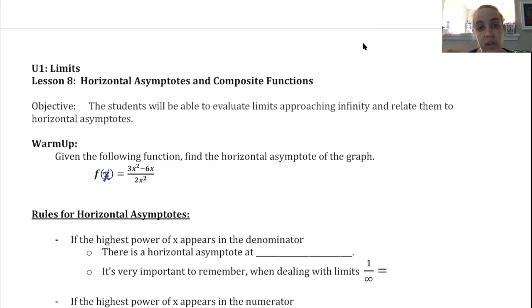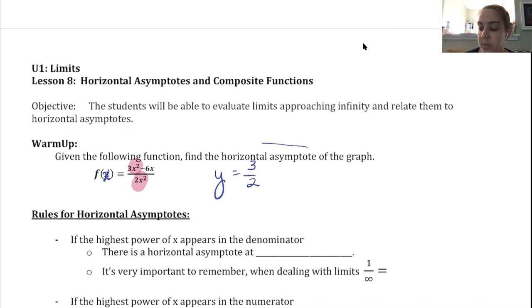In pre-calc, you had rules about the exponents. Where the power was higher in the numerator, you had a slant asymptote or no asymptote. If the powers were the same, it was the ratio of those leading coefficients. And if the power in the denominator was greater, then your horizontal asymptote was 0. So in this case, we're looking at x squared and x squared. Those are the two powers we're looking at. The numerator has a 3 and the denominator has a 2. So your horizontal asymptote is y equals 3 over 2.